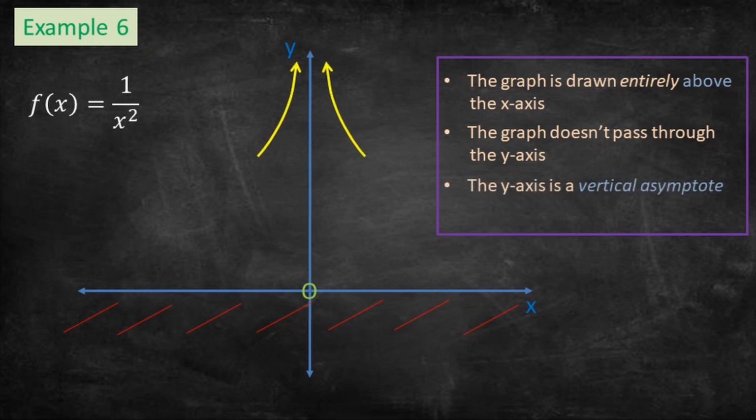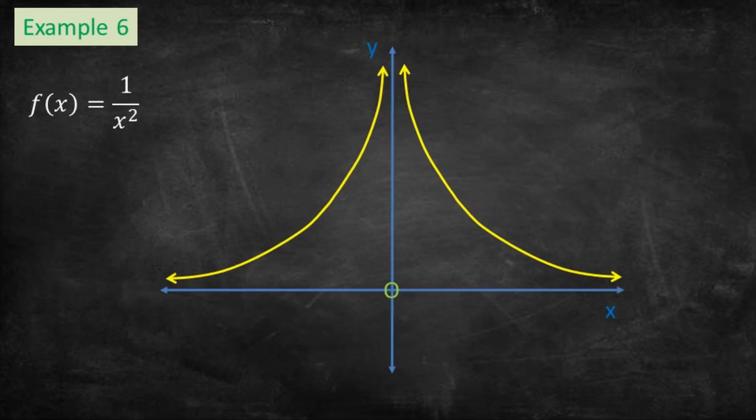Then lastly, as x becomes numerically larger and larger, 1 over x squared becomes smaller and smaller. So the function values become smaller and smaller, and the x-axis becomes a horizontal asymptote. So here's the complete graph.